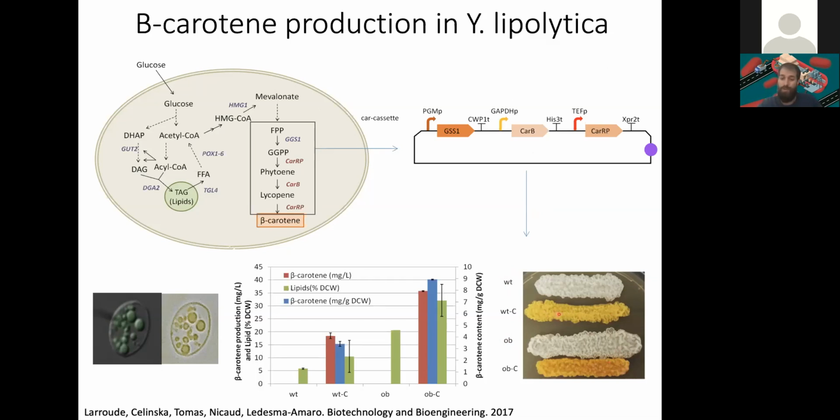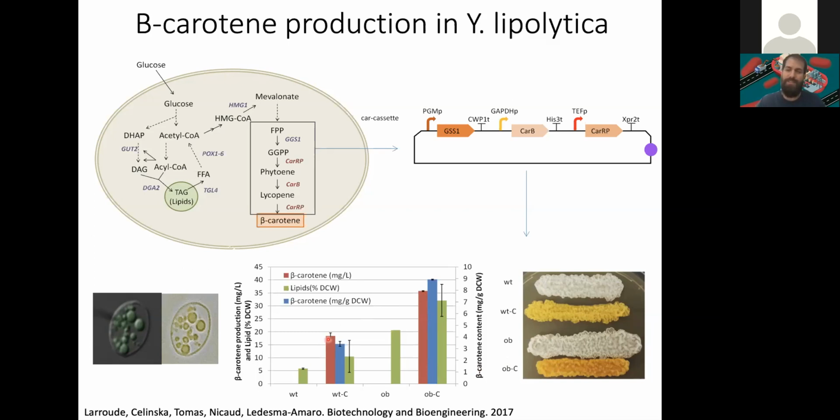So it was good. We started to see this yellow, orange color. That means beta carotene is being produced. And something that was surprising is that the obese strain, the one that produces more lipid, is more orange. And you can see here the quantification of the beta carotene is higher than in the wild type. And I'm saying this is surprising.